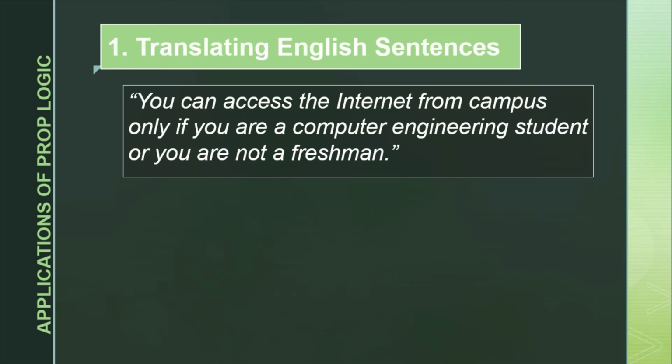Now we can translate English sentences into a mathematical form. You can access the internet from campus, that is P. You are a computer engineering student, that is Q. You are not a freshman, that is R. Since there's a presence of not, this should be not R. Then we have only if, so we will use implication, and another is or, so we will use disjunction. That's how we translate an English sentence to a mathematical sentence.